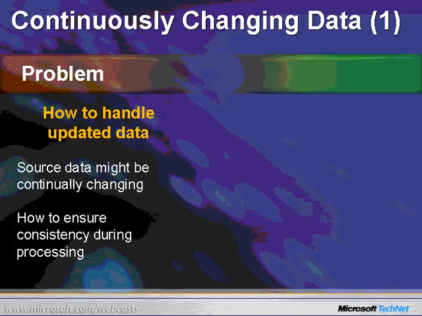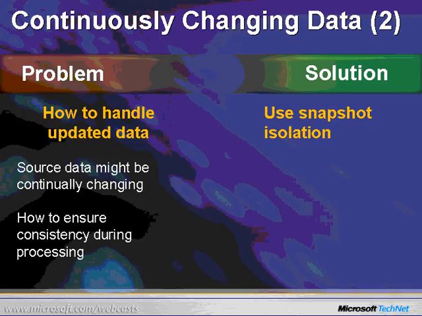When we take a look at changing data, how do we handle updated data? How do we handle when that source data is continually changing? How do we ensure that we are consistent during this processing of our data? How do we make sure that the data we're working with is always accurate inside of our environments? It really depends on what you look at and how you define this. But one of the technologies that we have in SQL 2005 is called snapshot isolation.